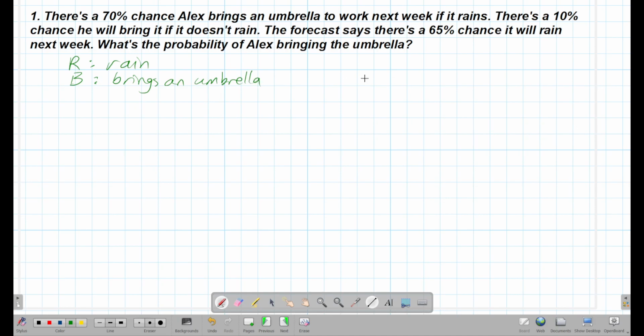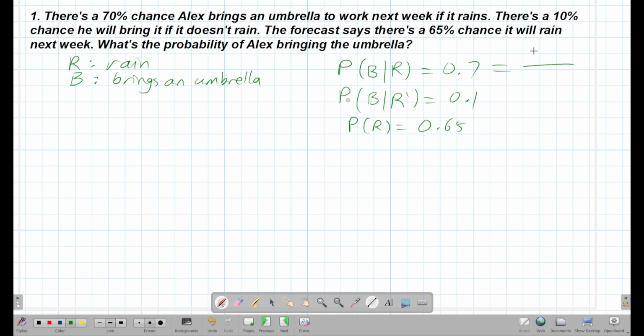Okay, so once you have this, you can just go through the question and write down your probabilities. So basically, the first sentence, 70% chance Alex brings an umbrella to work next week if it rains. That's telling you that the probability of this guy bringing an umbrella, given that it rains, is 70%. Actually, I'm going to use decimals for this. So 0.7, and then the probability of this dude bringing it, if it doesn't rain, this is 0.1, and then we know the probability of R is 0.65.